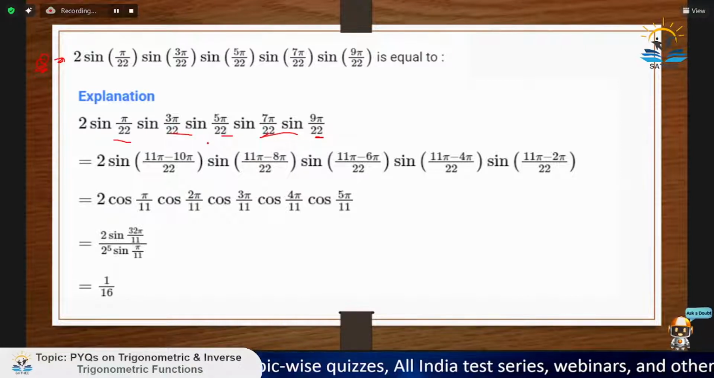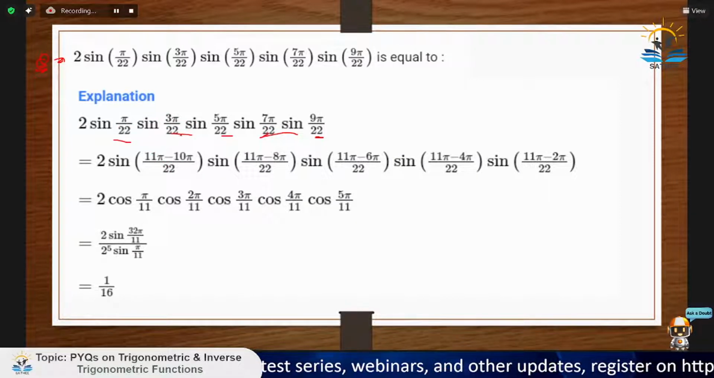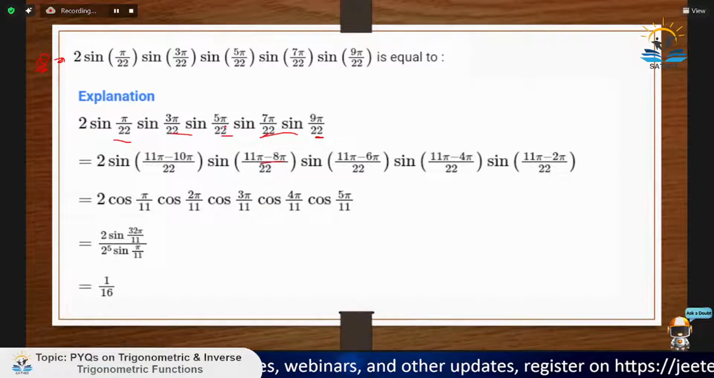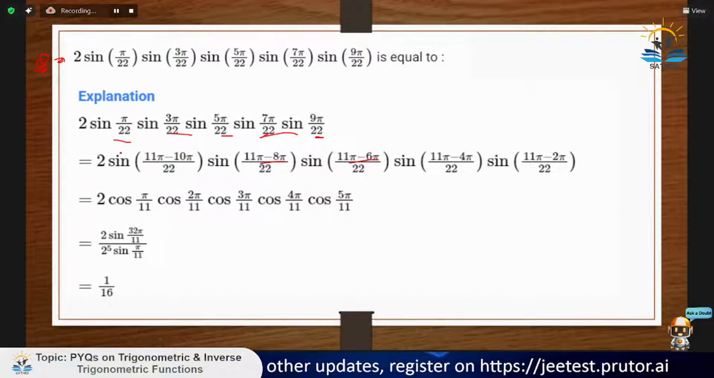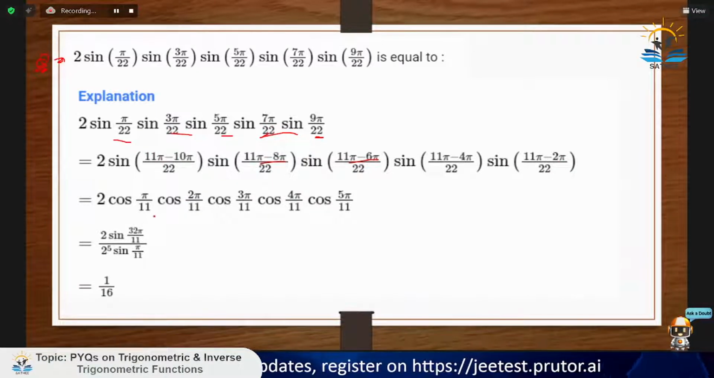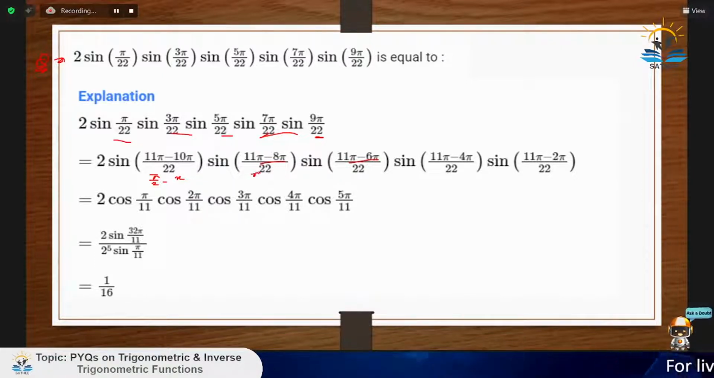So I know that 11 and 22 are similar, 1 by 2. So I can convert this into 11 pi upon 22, 11 pi minus 10 pi. Similarly, this would become 11 pi minus 8 pi, 11 pi minus 6 pi, 11 minus 4, and 11 minus 2. Why did I do so? Because on doing so, I can convert it into pi by 2 minus something. And similarly here also, pi by 2 minus something, pi by 2 minus something, whatever my x is.